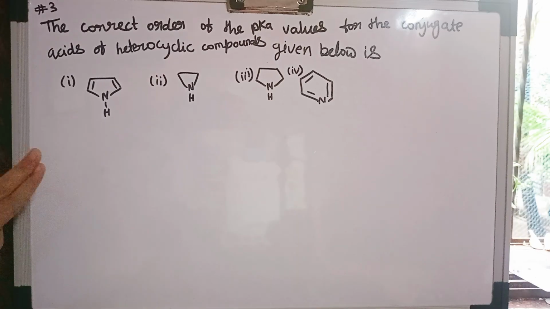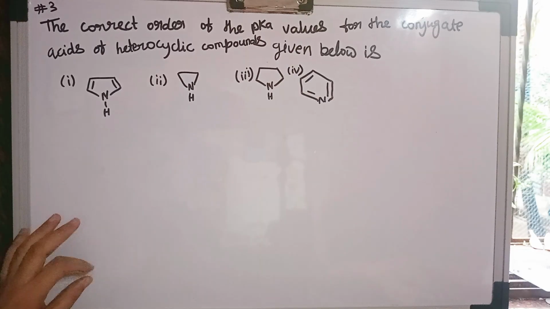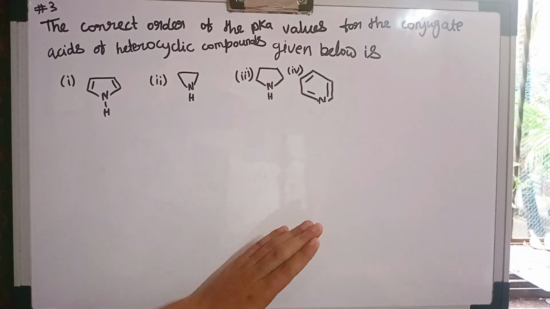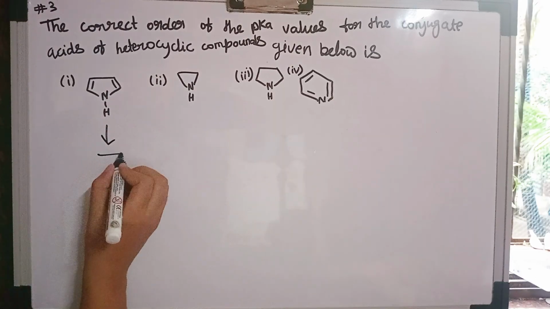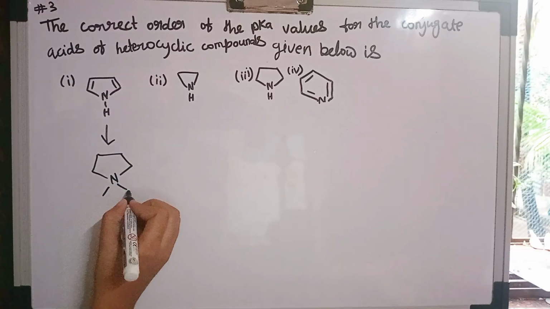So I have two methods to solve this, and first we are going to look at the method in which we look at their conjugate acids, and then decide if this acid is going to give away its proton very easily, or it is going to be a very stable acid and will keep its proton to itself. So first I am going to draw their conjugate acids. This is pyrrole, so the conjugate acid for this is going to be this nitrogen attached to one more hydrogen.